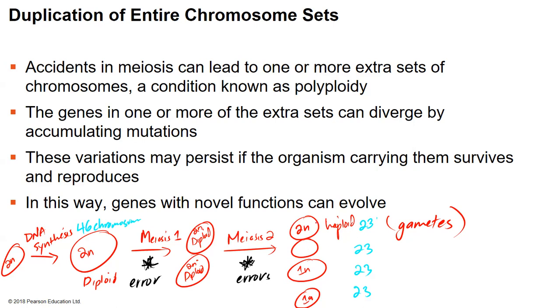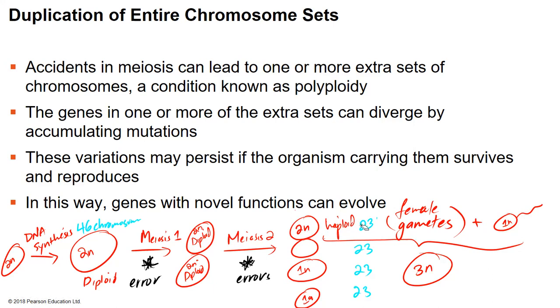And imagine if this haploid gamete, maybe this is female gametes, let's say they are eggs, and this egg is fertilized with a sperm, okay? The result would be a zygote that is 3N.